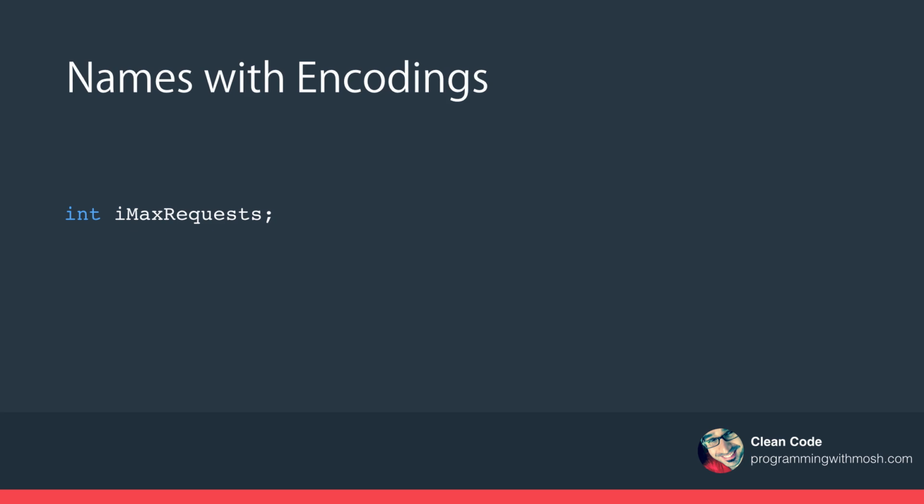But these days, Hungarian notation is not applicable anymore. We have really good IDEs. In Visual Studio, if you want to see the data type of a variable, you can just hover your mouse over it and you will see. There is no need to pollute your identifiers with their data type. So in this example, we can just call this maxRequests.